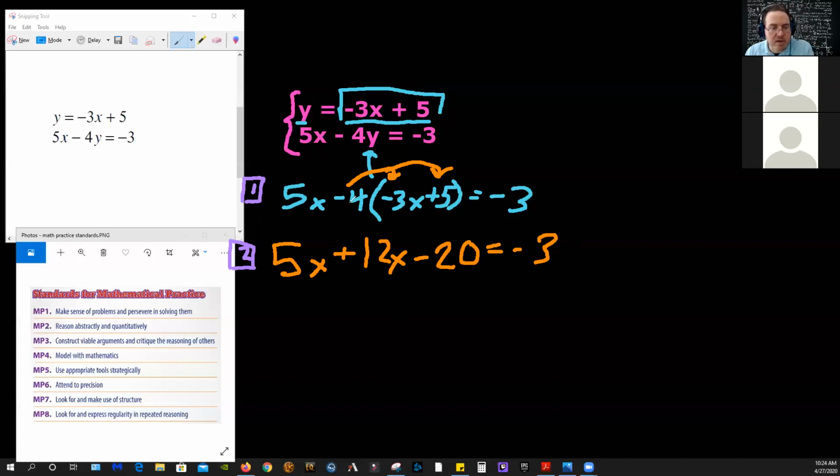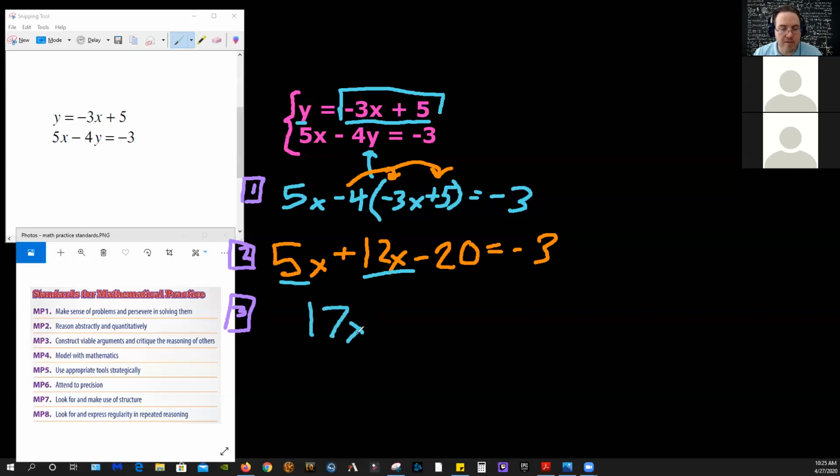So 5x, negative 4 times negative 3x is 12x. Negative 4 times positive 5 is negative 20 equals negative 3. Okay, so step 2 complete. We have done the distributive property. Step 3, combining like terms if you can. Now, I noticed there are some things we can combine, like this 5x and this 12x. They go together rather nicely. So 5x plus 12x, that'd be 17x.